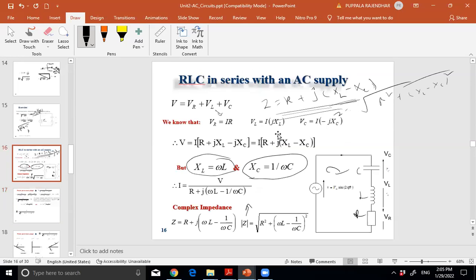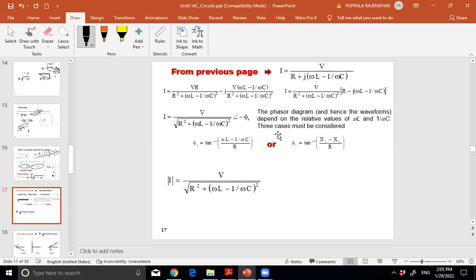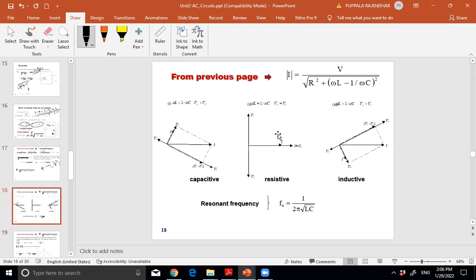This is the way to find current. I is equal to V by Z. And how to find the angle here? Tan inverse of imaginary by real, which is XL minus XC by R. Okay. This is the basics of the series RLC circuit.